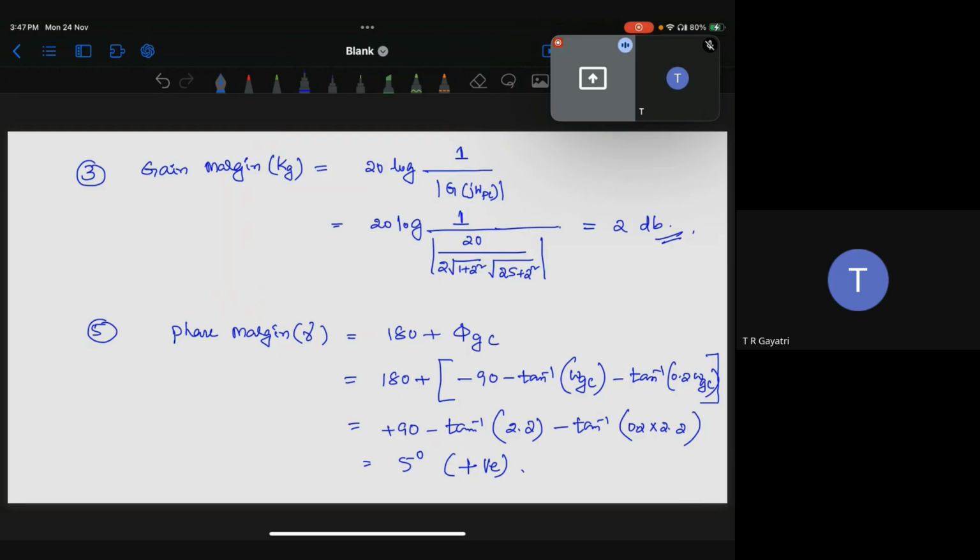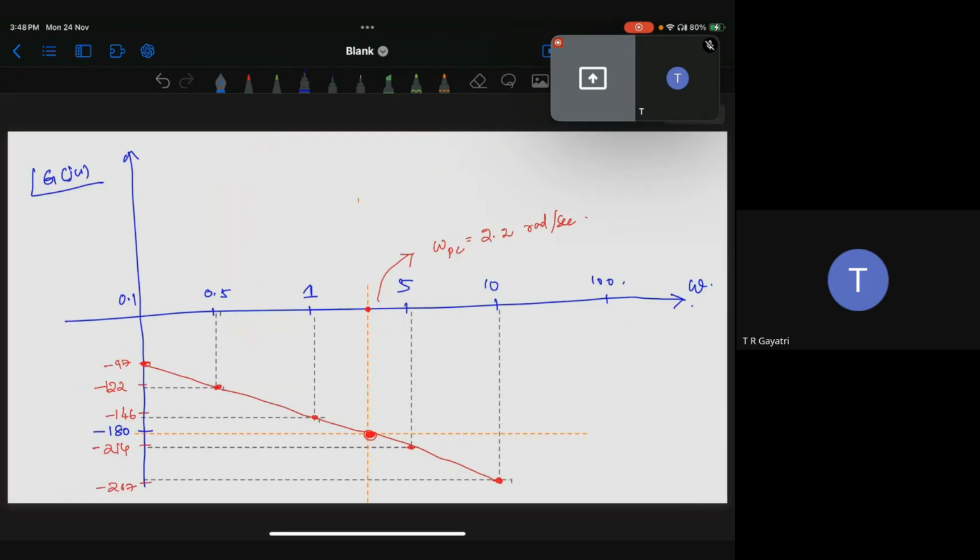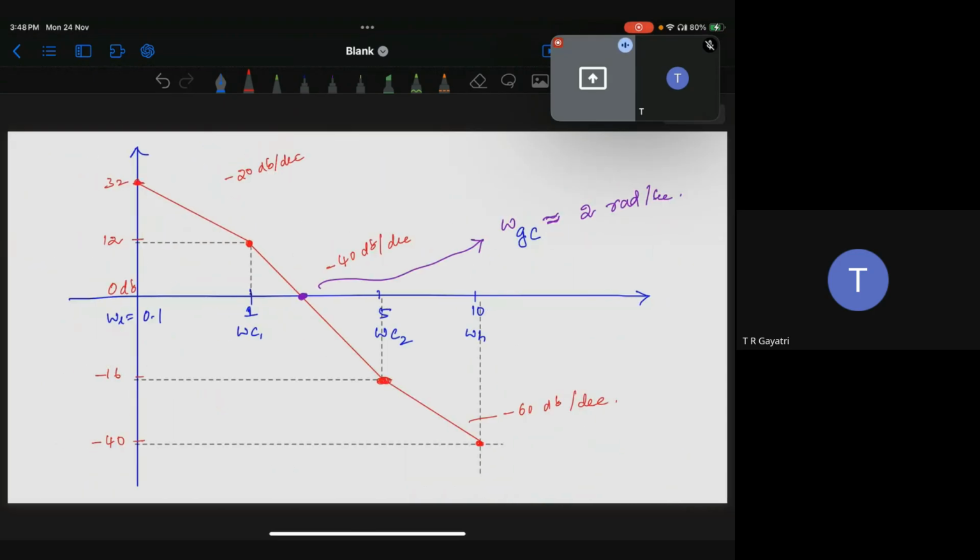Okay, so now what are the observations? By the way, just a minute. This has to be pi gc, and this has to be pi pc. Is this clear?